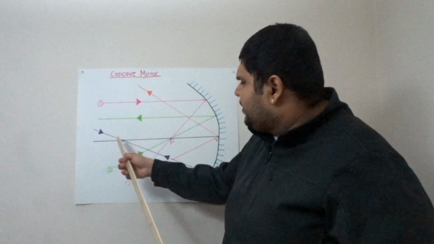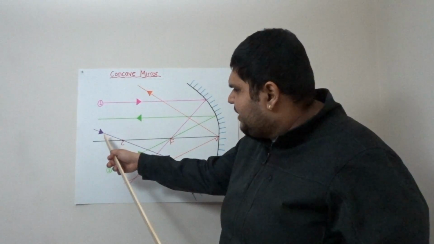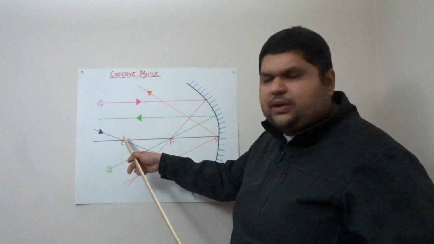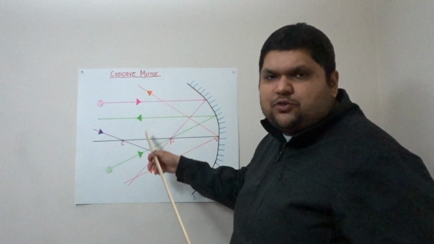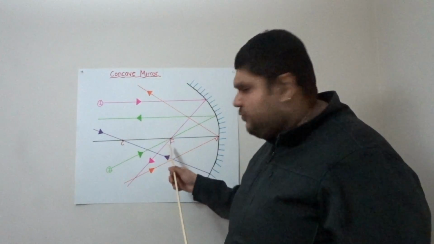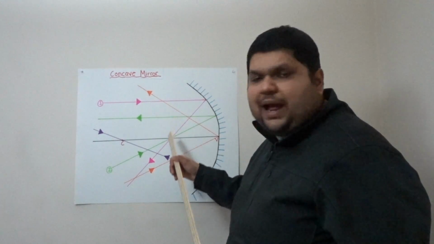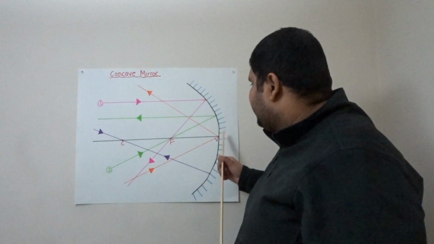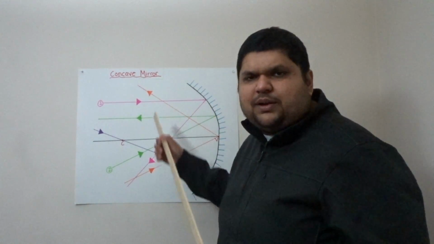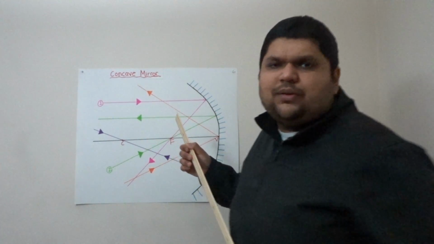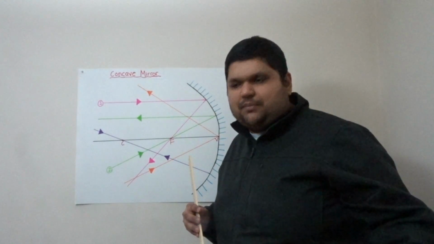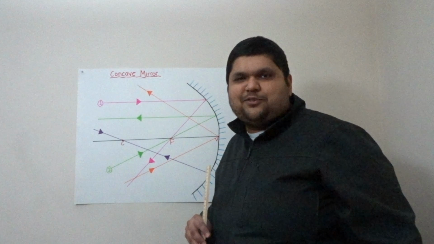Then we will put it a little beyond the center of curvature, then on the center of curvature, then between the center of curvature and the focus, then at the focus, and finally between the focus and the vertex. At different distances we will see how light produces an image. So without wasting any time, let's come back to the experiment.